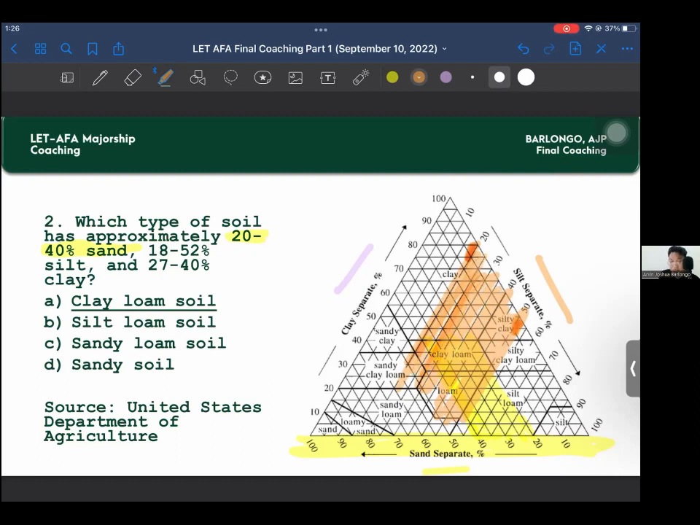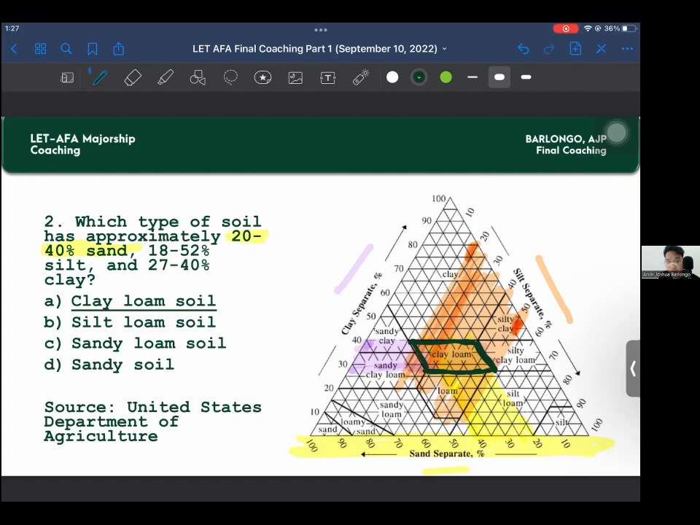So, that range. Tapos, 27 to 40% clay. Ayan. So, kung saan nag-intersect yung tatlong yun, doon ang answer natin. So tignan natin dito. Nag-intersect silang apat dito sa space na to. Okay? So the answer is clay loam soil.